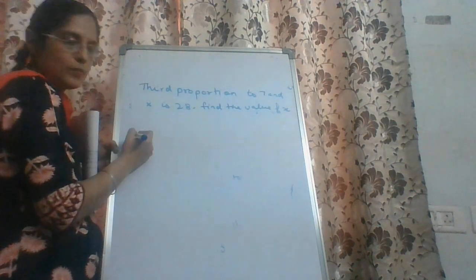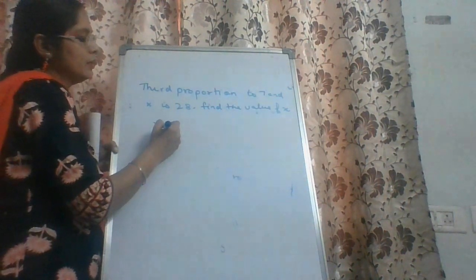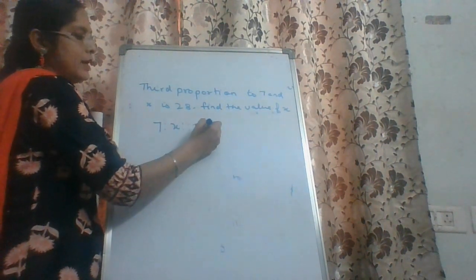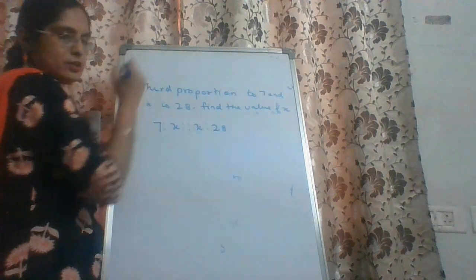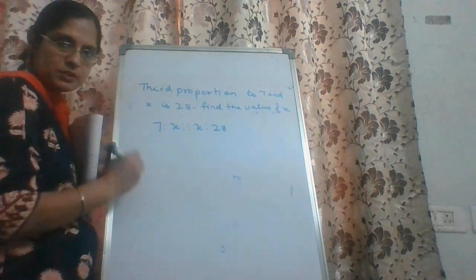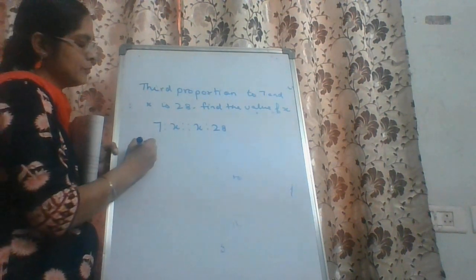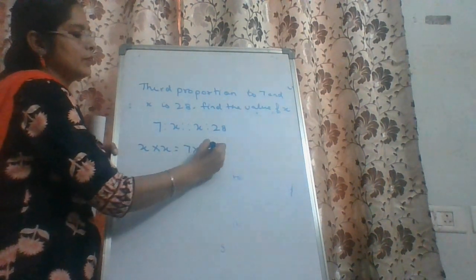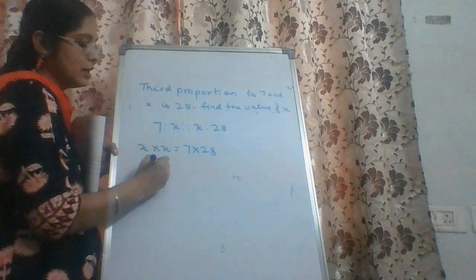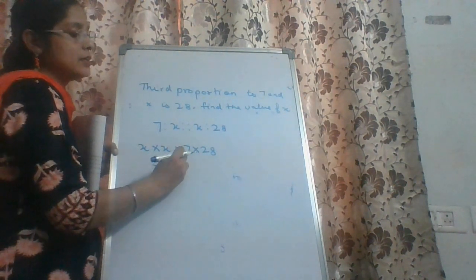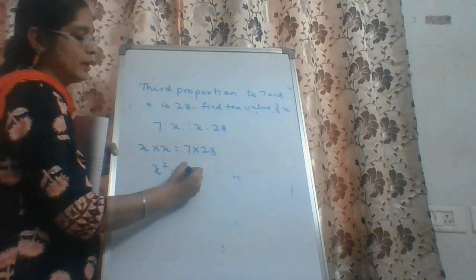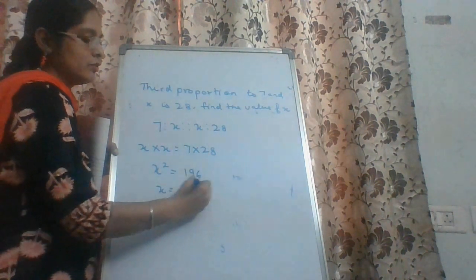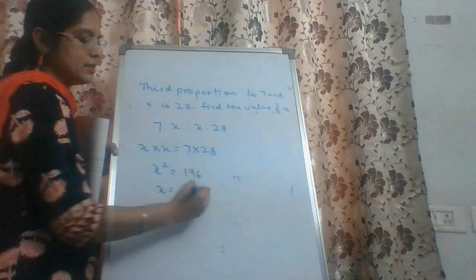I can write this in the form of a continued proportion as 7 is to x proportional to x is to 28. Product of extremes equal to product of means. X multiplied by x equal to 7 multiplied by 28. X square is equal to 7 multiplied by 28 is 196. X is equal to square root of 196.